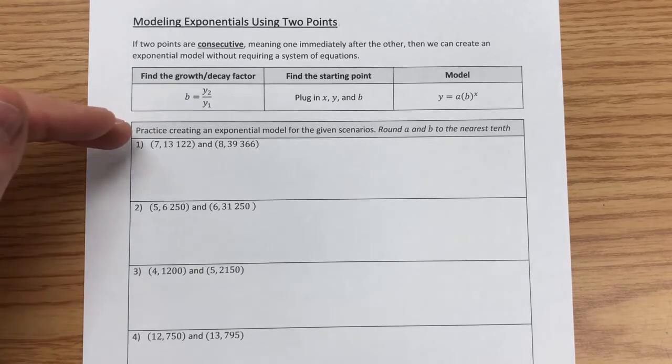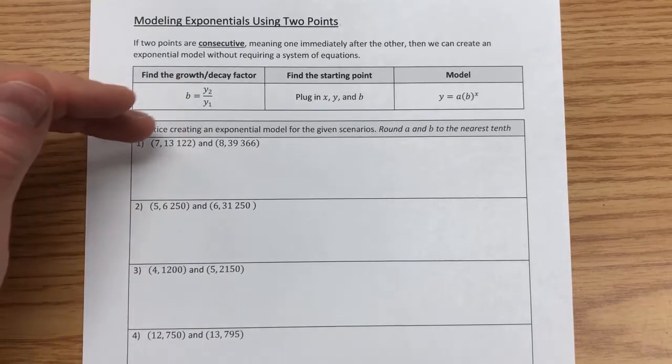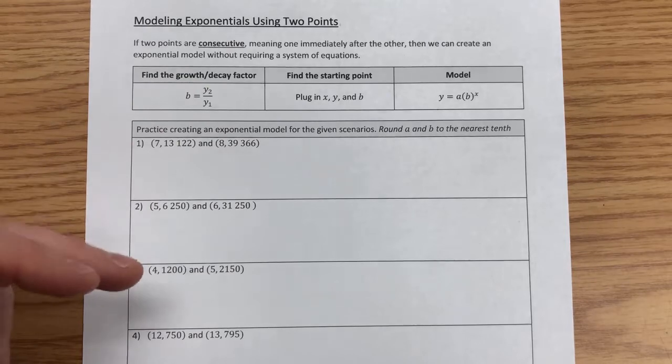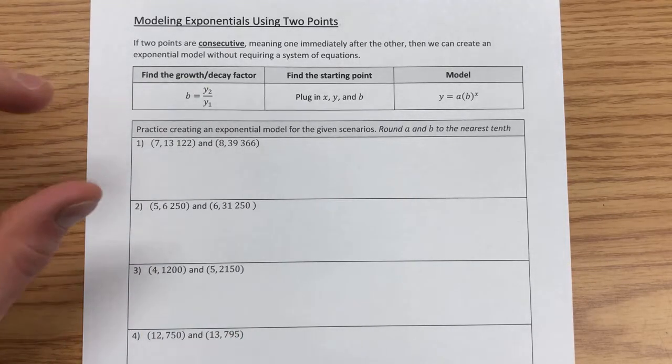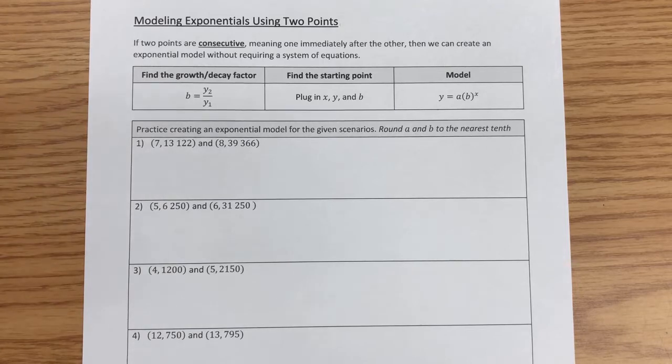You'll notice each of the problems that we're going to be doing going forward, I have a 7, then an 8, a 5 and a 6, a 4, then a 5, a 12, and then a 13. These points are one right after each other. That allows us to find the growth or decay factor very quickly, and we don't need to create a system of equations to do that.